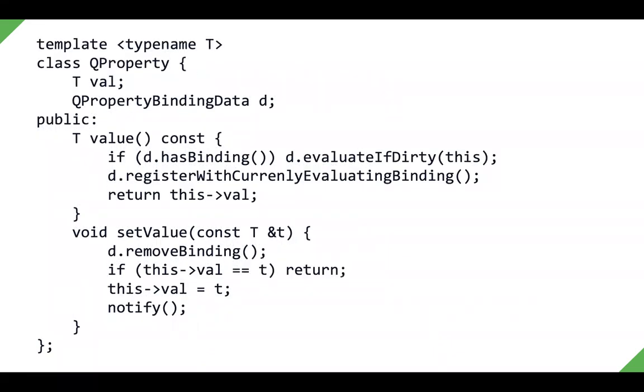So the reality looks a bit more complex. This is just giving you a little bit of a hint. If you want to see all of that, have a look in the Qt source code, where you can find everything. We basically have some binding data here, and we're then doing some lazy evaluation.